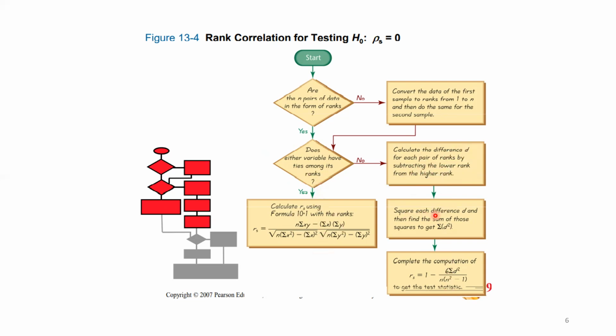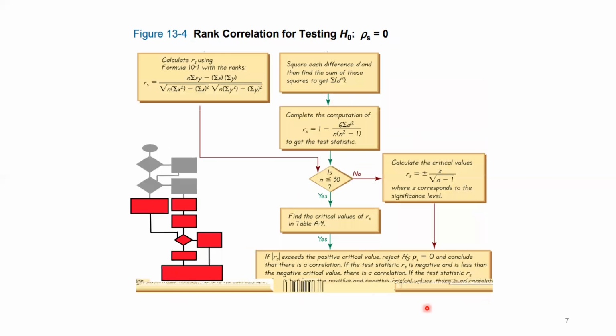Then square each difference D value and find the sum of those squares to get the sum of D squared. The D column is the difference between the two ranks in each pair, so we have another column called D. Then you take the square of D, complete the computation of this step, add those values into this equation, and finally you will have an answer.